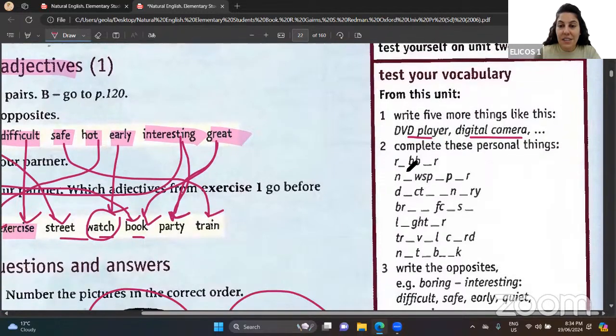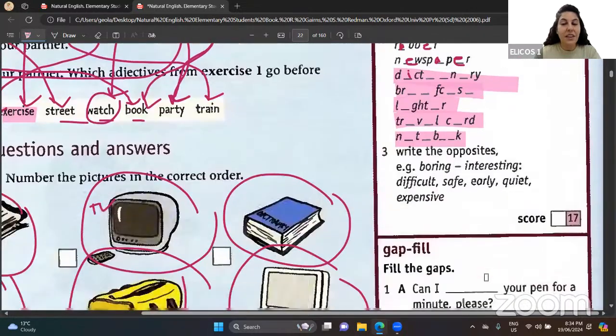Complete these personal things. So rubber, newspaper, dictionary. So I won't write it. Dictionary. Do you remember this one? Briefcase, lighter, your travel card, notebook.